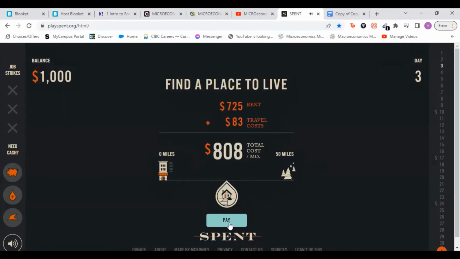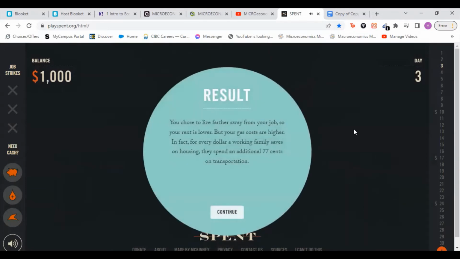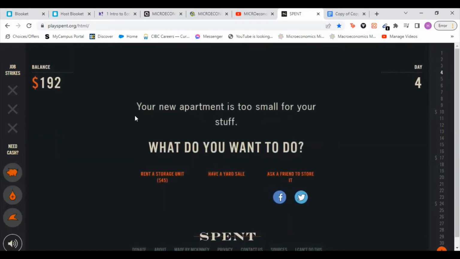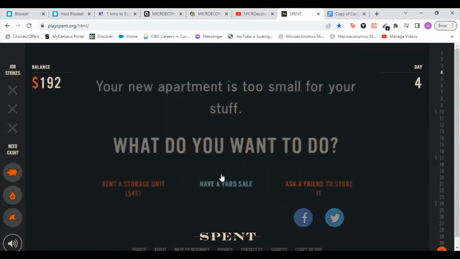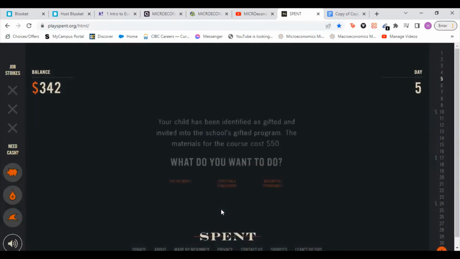Then find a place to live. It's $808 total cost per month. You chose to live farther away from jobs, so we're gonna pay more for transportation. We're at $192 now. Your new apartment is too small for your stuff. What do you want to do? Sell it. Yeah, exactly. So only made $150 by selling stuff.